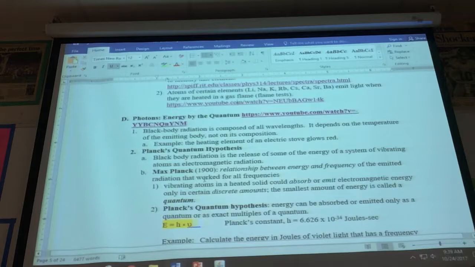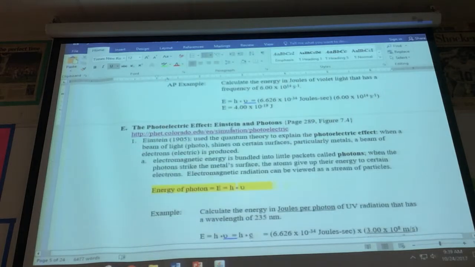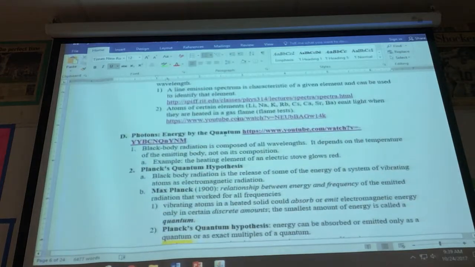The other thing we want to talk about here are photons and energy by the quantum. And this video here does a very good job in regard to putting some of these concepts together. It's written out pretty well here, and this video, it's a little lengthy for what I typically show, but this will bring some of the concepts together.